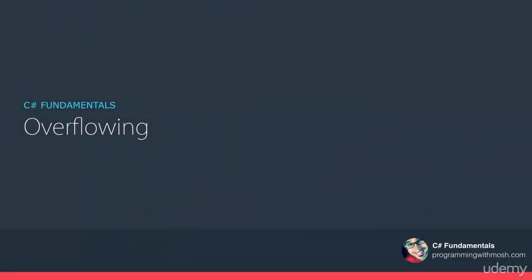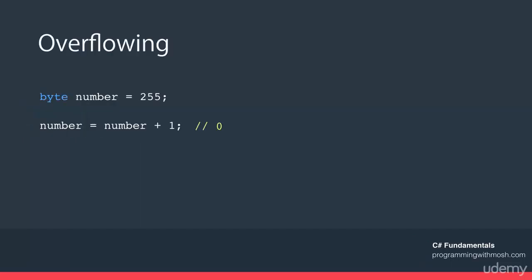Okay, now let's talk about the concept of overflowing. Here I've declared a variable of type byte, call it number, and assign it to 255. As I told you earlier in the slides, 255 is the largest value you can store in a byte. Now in the next line, I'm increasing the value of number by 1 and trying to store 256 in the number. But if you compile the application and display number on the console, you will see 0. And this is what we call overflowing. So we have exceeded the boundary of the byte data type.